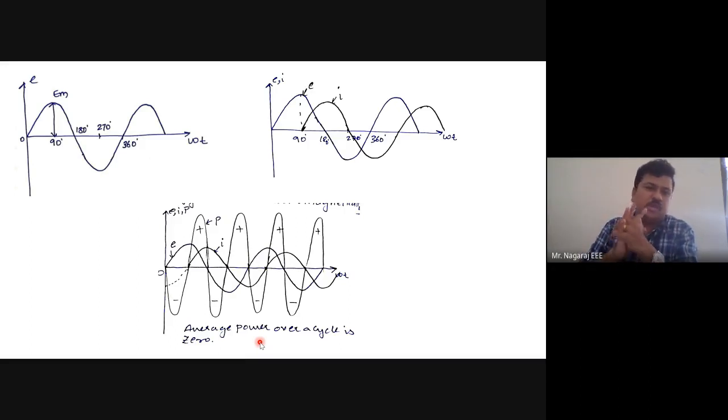Equation 1, equation 2, equation 3. Equation 1 indicates voltage, equation 2 indicates current lagging behind voltage by 90 degrees, equation 3 indicates the power. So the average power consumed is 0. This is the nature of pure inductance.